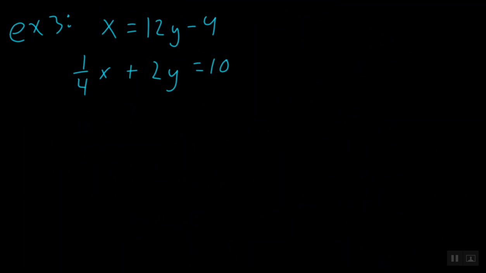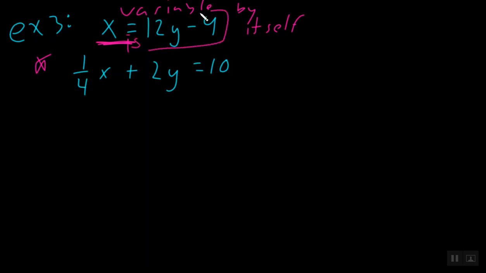Okay, here we are in our third example, and what do we notice here? Here we have a variable by itself. Okay? And that's the key. When we see either x equals or y equals, and then this other equation is standard form or slope-intercept form, it doesn't really matter. What we're going to do is basically say this: x equals is like saying x is 12y minus 4. And remember, this method is substitution.